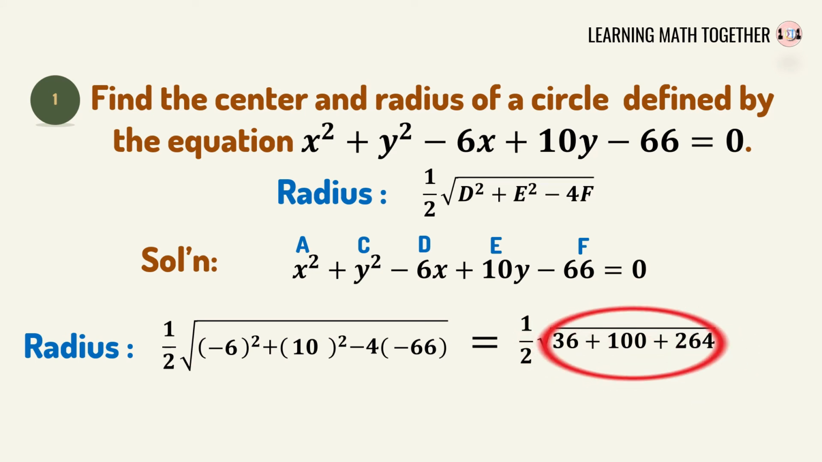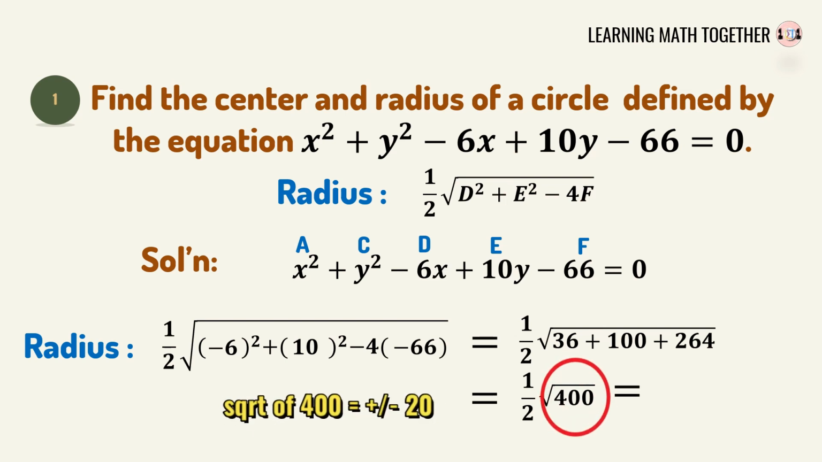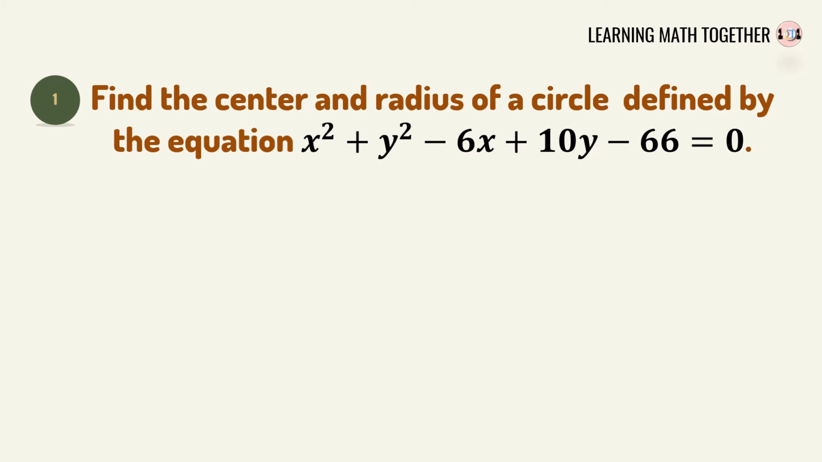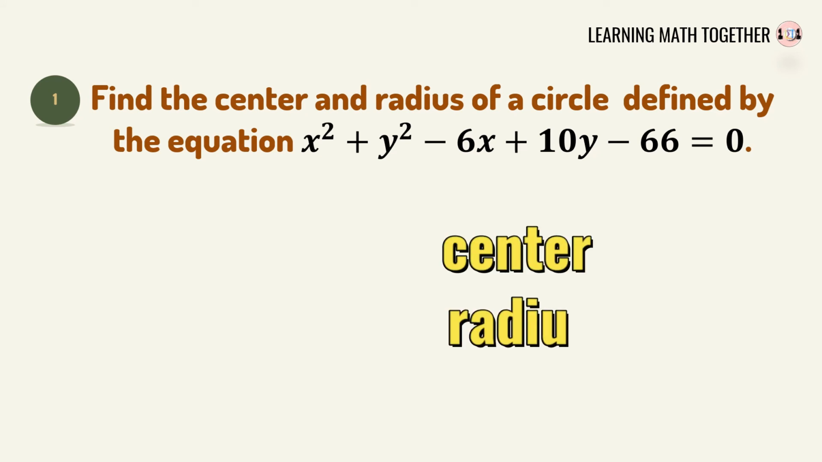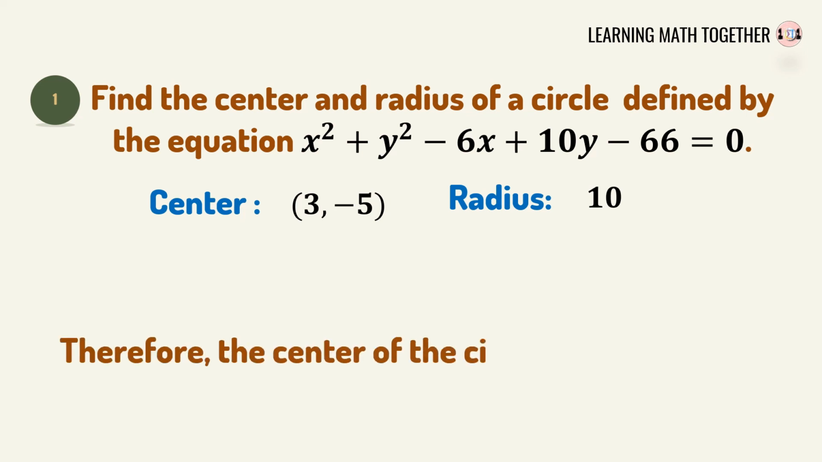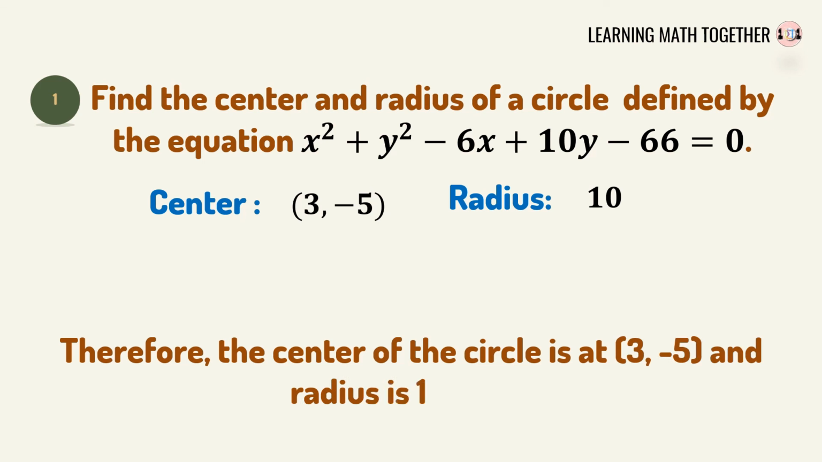And then let's add all the numbers inside the radical sign. We have 1/2 times the square root of 400. The square root of 400 is equal to 20. And then simplify this further. We have 20 times 1/2, that is equal to 10. Now that we were able to identify the center and radius of the circle given the general equation, here is the center and the radius. This will be our conclusion. Therefore, the center of the circle is at 3 and -5, and the radius is 10 units.